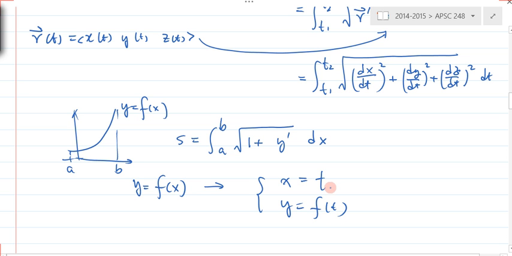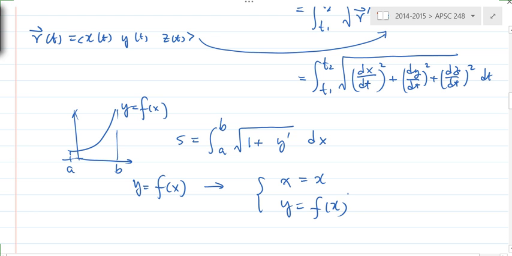But I said not necessarily you have to use a t. If I don't use a t, I'm going to use what? Maybe I can use x. I'll just use x. Of course x equal to x, and y equal to f of x. That's basically what it is. I didn't do anything, but that's a parametric equation.